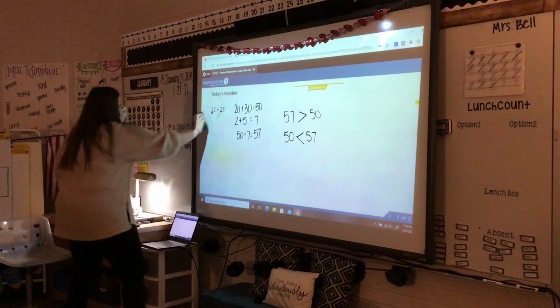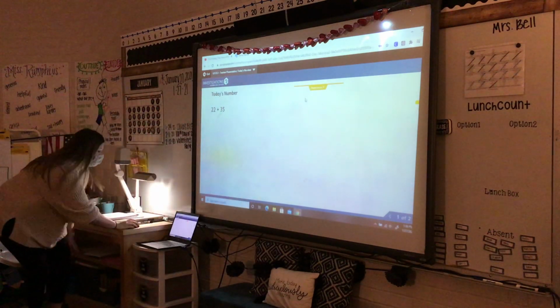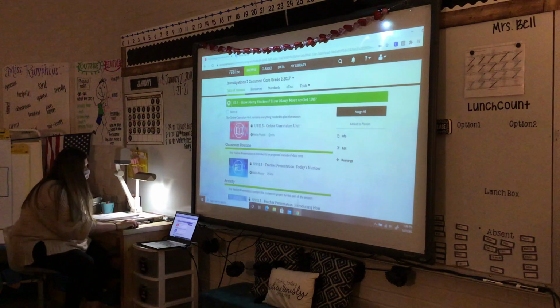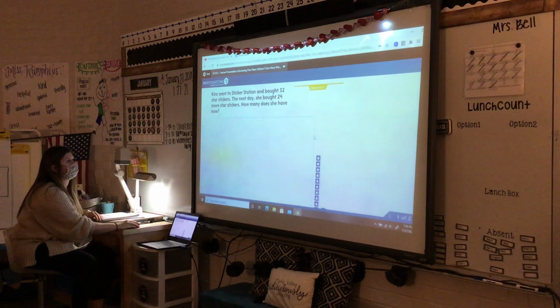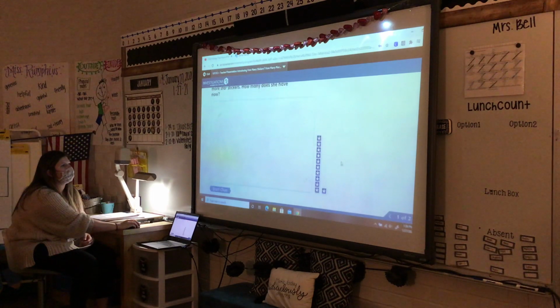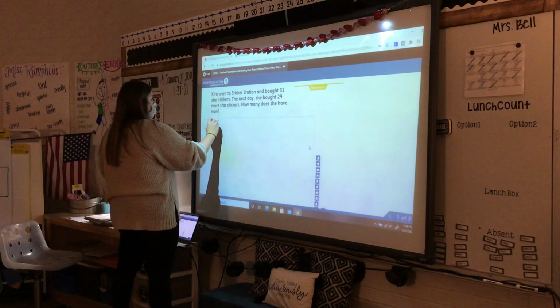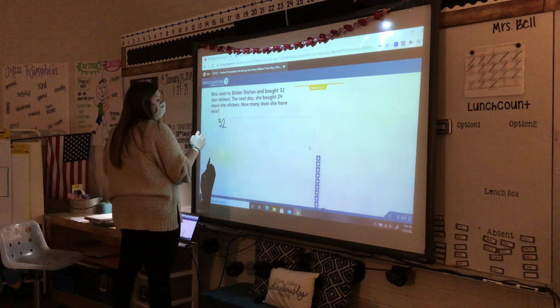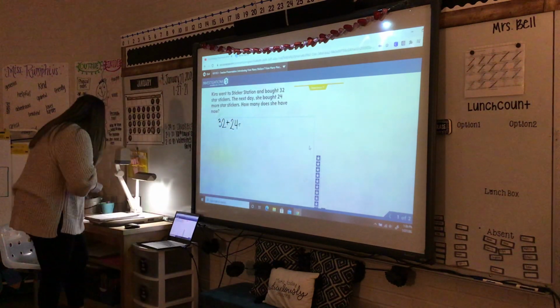Alright, that was our 10-minute math. Now we're getting into what we're learning today. Okay, so we have this problem. Kira went to Sticker Station and she bought 32 star stickers. The next day, she bought 24 more star stickers. How many does she have? Remember how we did star stickers? So what's my equation? Let's write it real quick. 32, and she bought some, so plus 24. Okay, there's my equation.